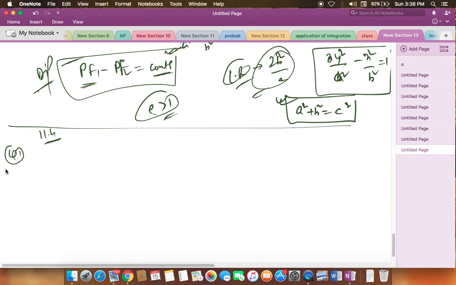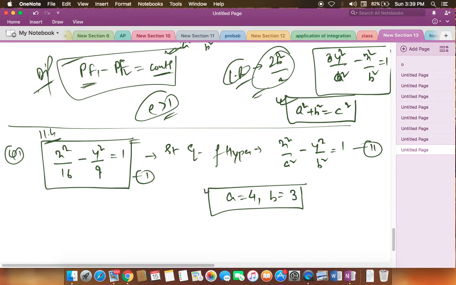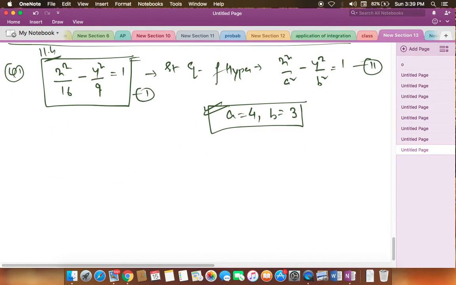Exercise 11.4. They have told you to calculate the same old things we calculated in the ellipse. This is not difficult to find out. You can write the standard equation of hyperbola as x square by a square minus y square by b square is equals to 1. So comparing these two equations, we get a value as 4 and b's value as 3. Clear?